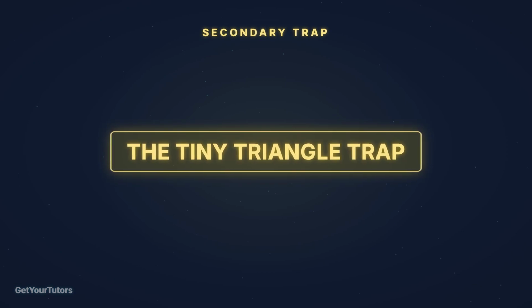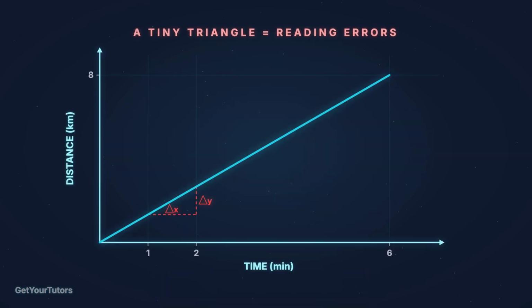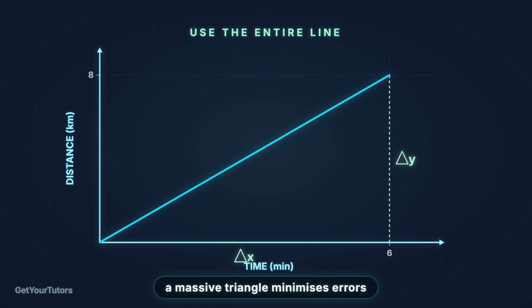There is a secondary trap hiding in the gradient calculation that ruthlessly destroys precious accuracy marks. When students calculate delta y and delta x, they often draw a tiny, miniature triangle tightly clustered around just two nearby data points. Miniature triangles amplify reading errors. The ultimate examiner hack is to draw a massive gradient triangle using the entire straight section of line.